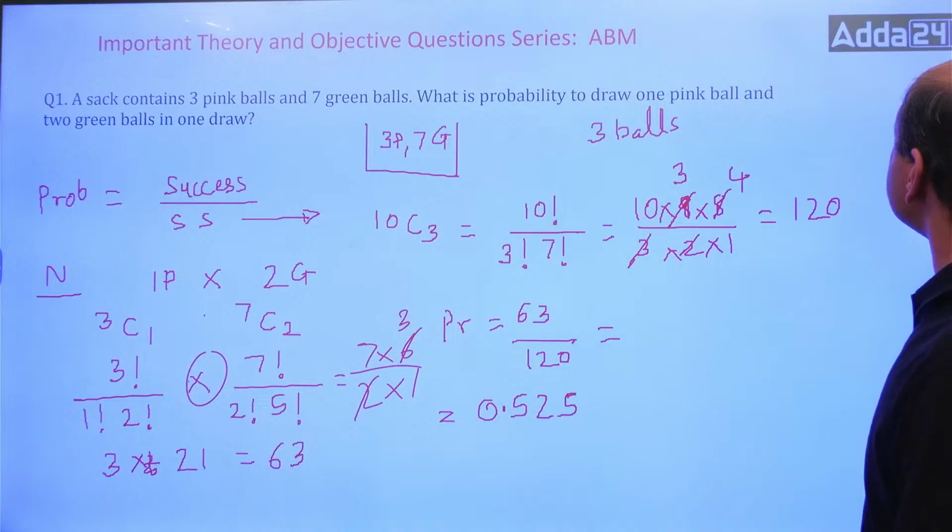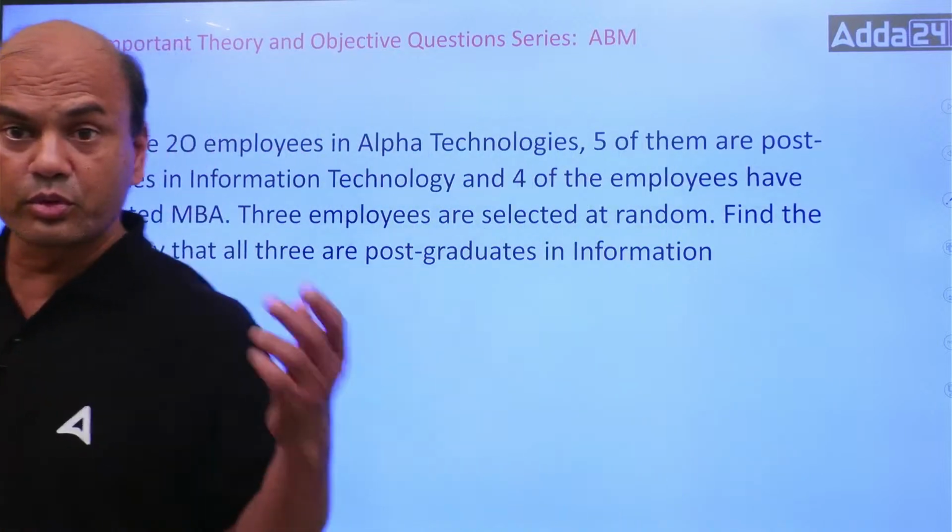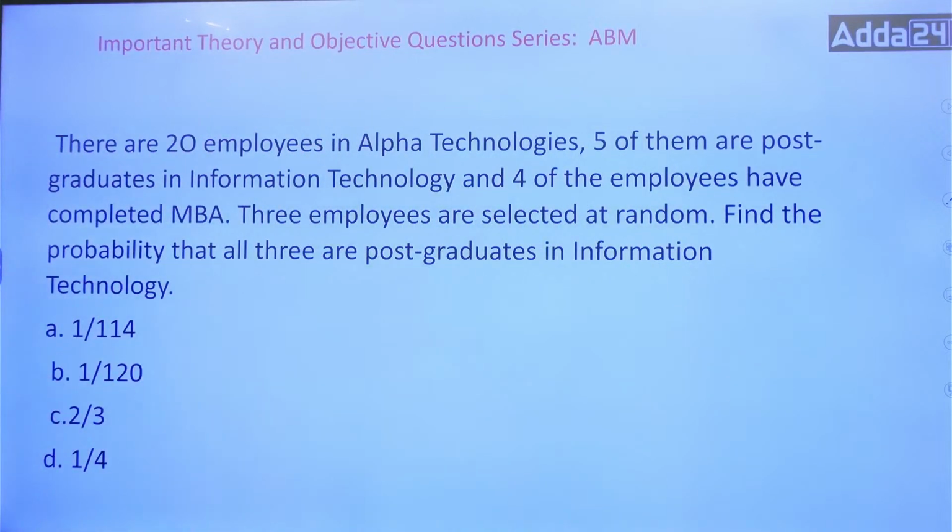So next now, read this everyone. Similarly, we have two problems, and one more is there. There are 20 employees in Alpha Technologies. 5 of them are postgraduates in IT, Information Technology. 4 of them have completed MBAs. 3 employees are selected at random. Find the probability that all the 3 are postgraduates in IT. So you want all the 3 to be postgraduates in IT.